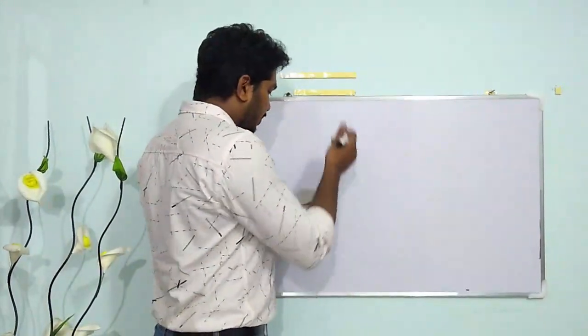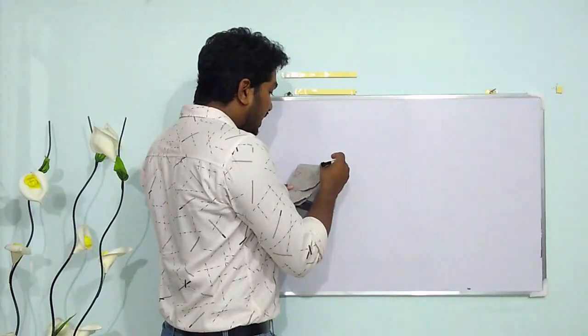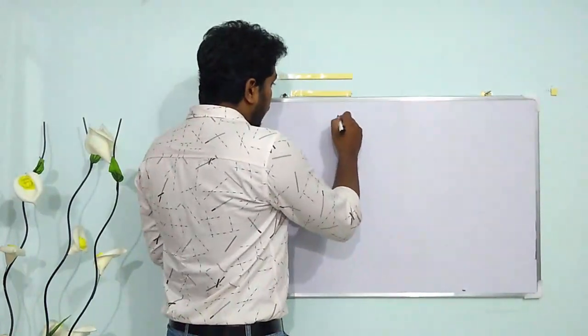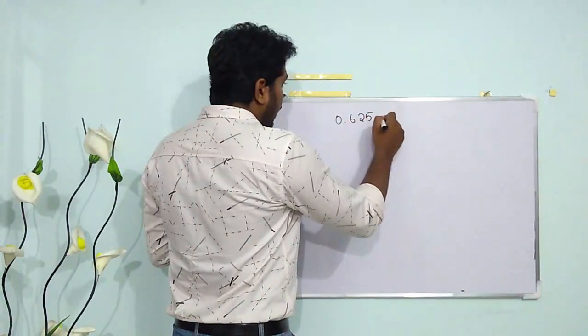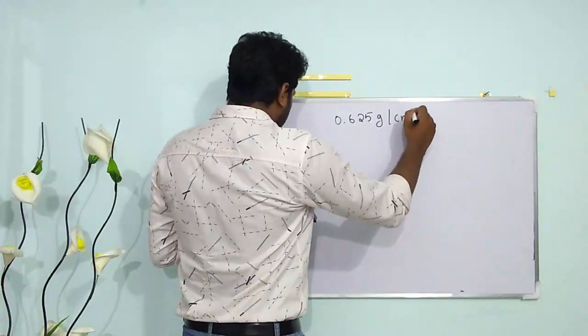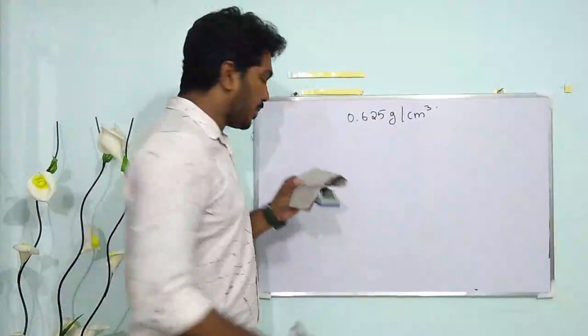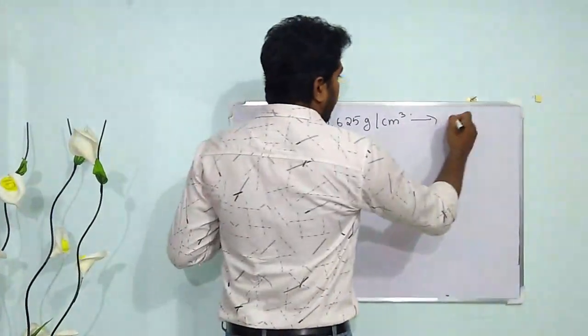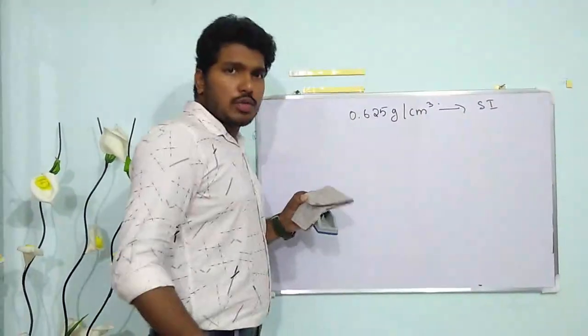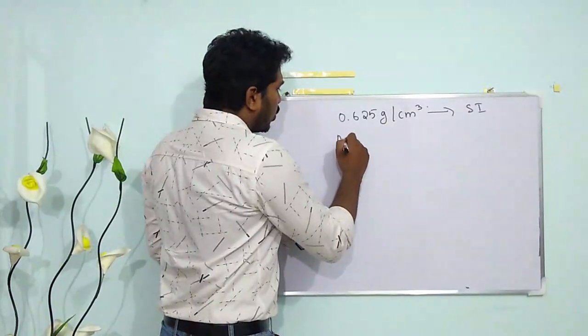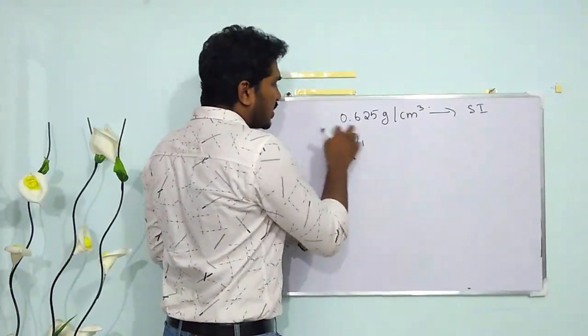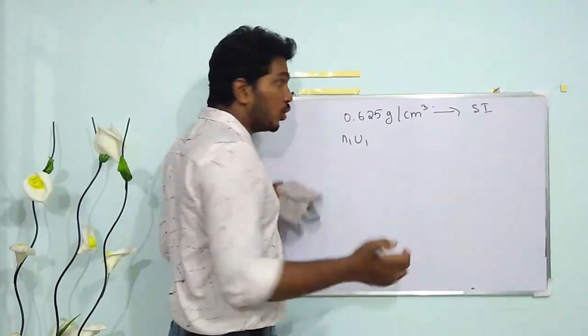So how do you solve it? Here, a quantity is given in the CGS system, 0.625 gram per centimeter cube, and we have to convert it into the SI system. So we can write n1 u1, where n1 is the numerical quantity and u1 corresponds to a unit.